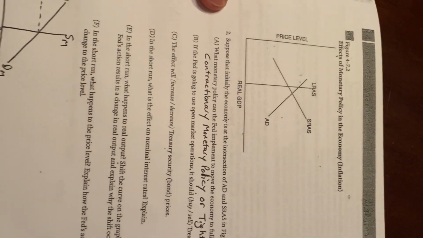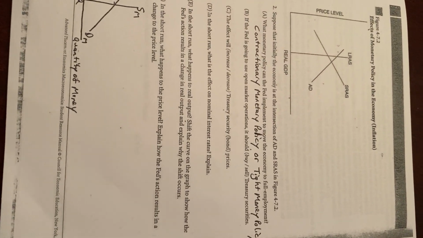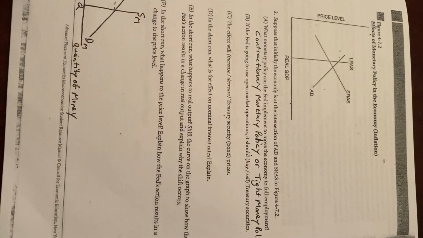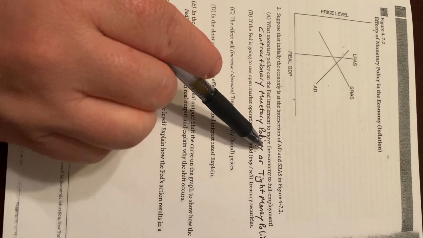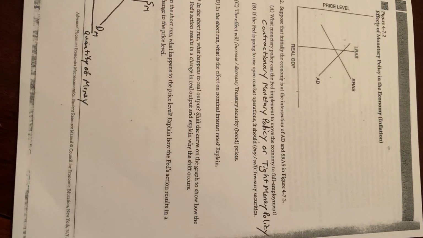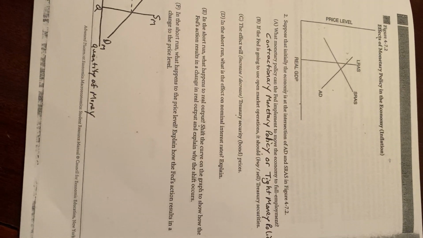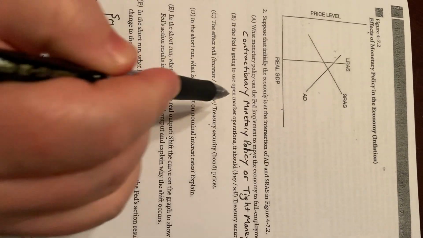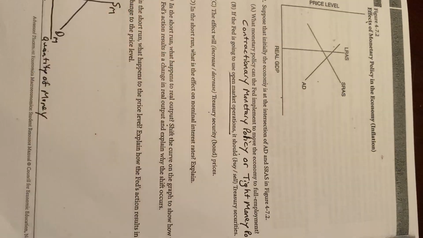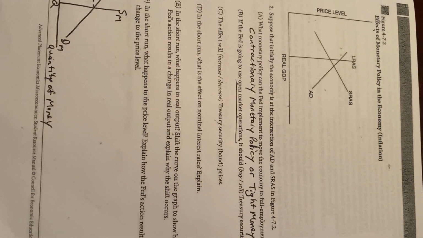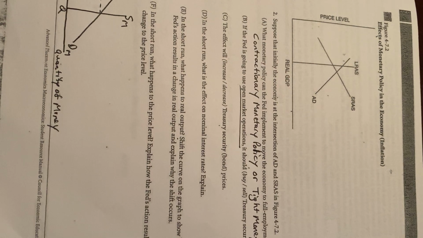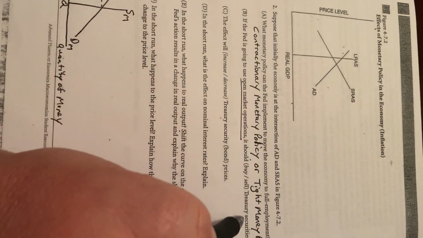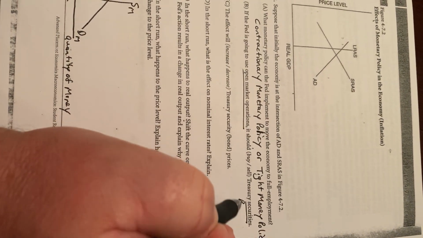So A asks you, what monetary policy can the Fed implement? Well, they want to stop inflation, so they want to contract the economy, so it's contractionary monetary policy, aka tight money policy. Now, you see this right here, B, if the Fed is going to use open market operations. Whenever you see that phrase, the only answer that can be is buy or sell bonds. And then, of course, this says securities, but securities also means bonds.